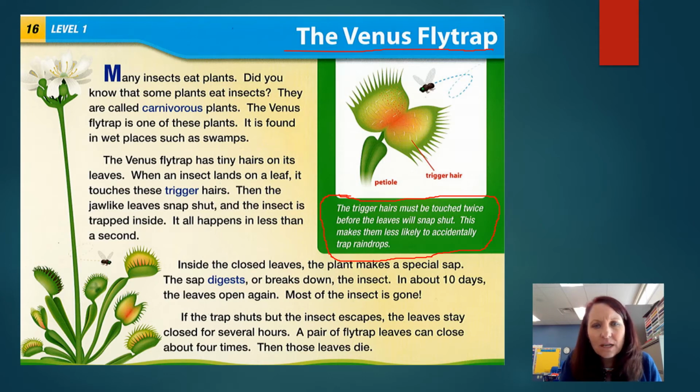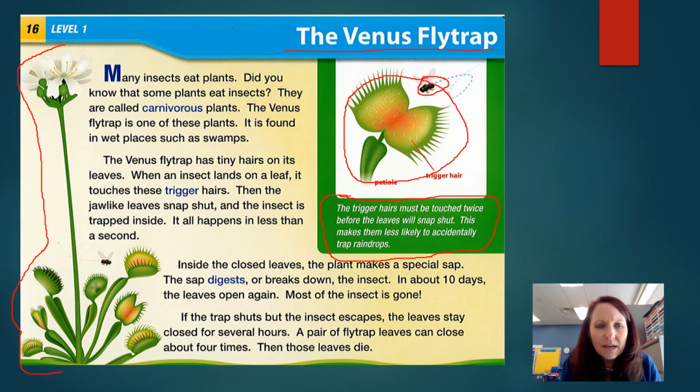And then I'm looking here and it looks to me like this is some sort of plant. There's a bug getting ready to land on it. And then over here, I see another plant. So I'm guessing that the Venus flytrap is some sort of plant. So let's read the story and see if we're right.